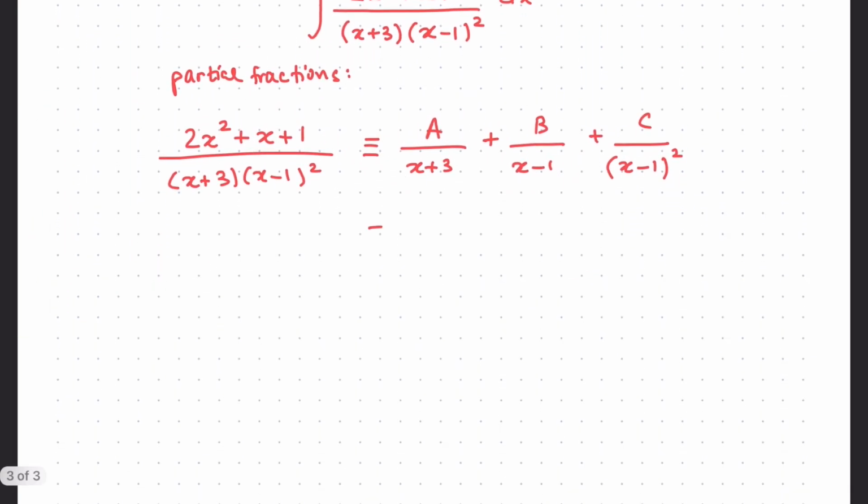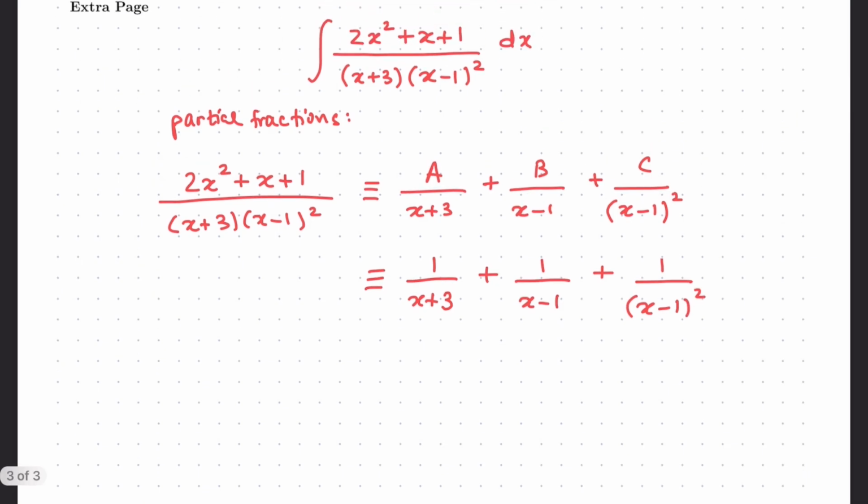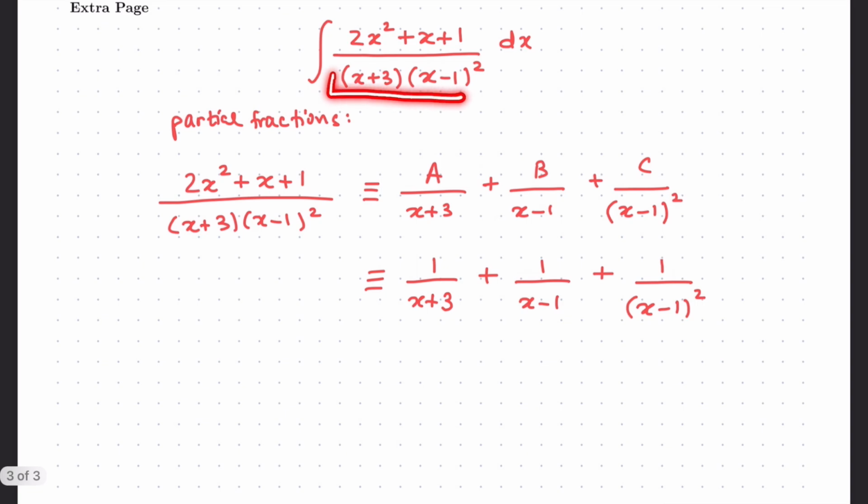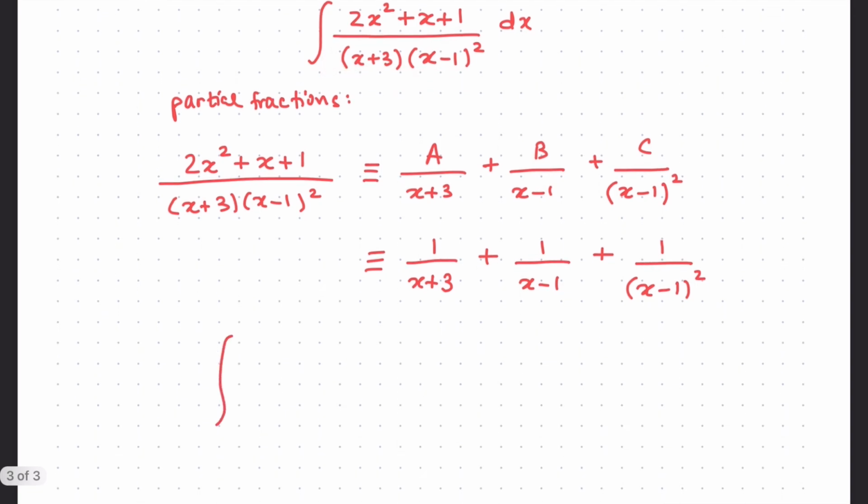And now this partial fraction can be written as 1 over x plus 3 plus 1 over x minus 1 plus 1 over x minus 1 whole squared. And instead of taking an integral of this, we can now take an integral of this, and these three terms are easy to integrate, easier than this whole integral. So our integral becomes the integral of 1 over x plus 3 plus 1 over x minus 1 plus, and this last term I can write as x minus 1 to the power of negative 2, dx.